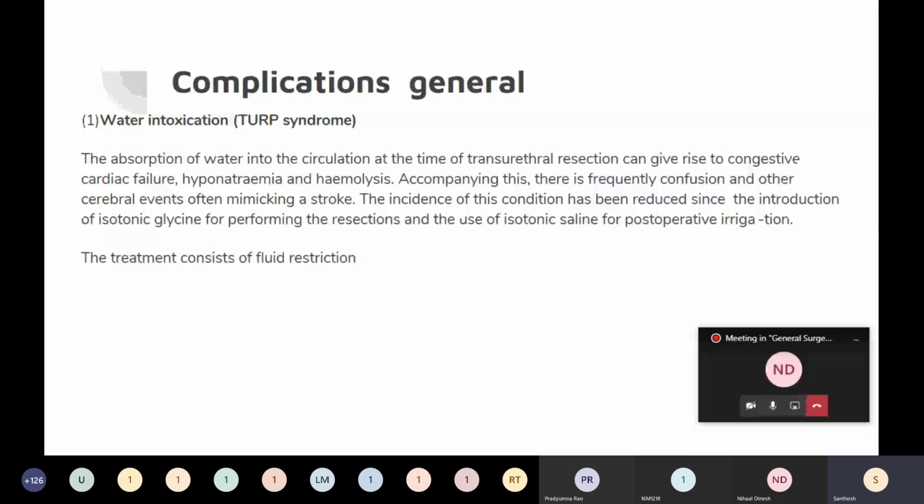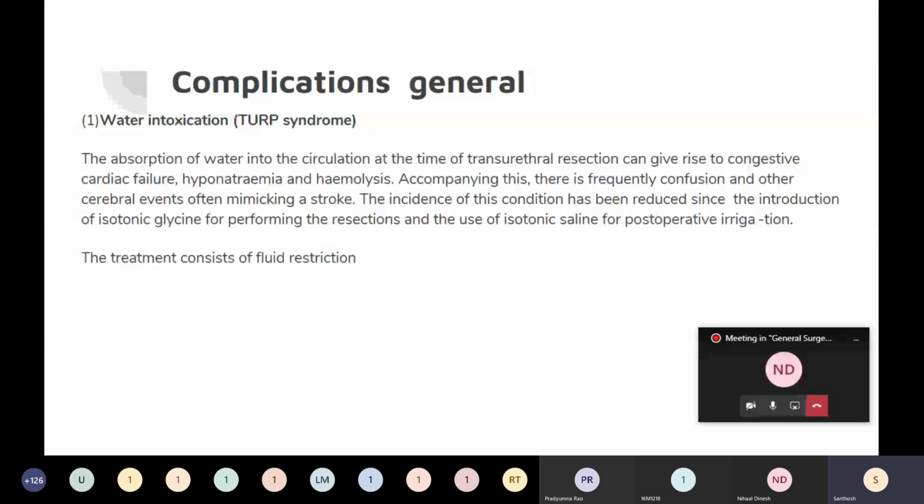So complications in general, that is TURP syndrome, also called water intoxication. What is TURP syndrome? The absorption of water into the circulation at the time of transurethral resection can give rise to congestive cardiac failure. During TURP, we do a continuous irrigation. So if there is any water overload, cardiac congestion can occur. So there will be cardiac failure, hyponatremia, and hemolysis. Accompanying this, there is confusion and other cerebral events, often mimicking a stroke.